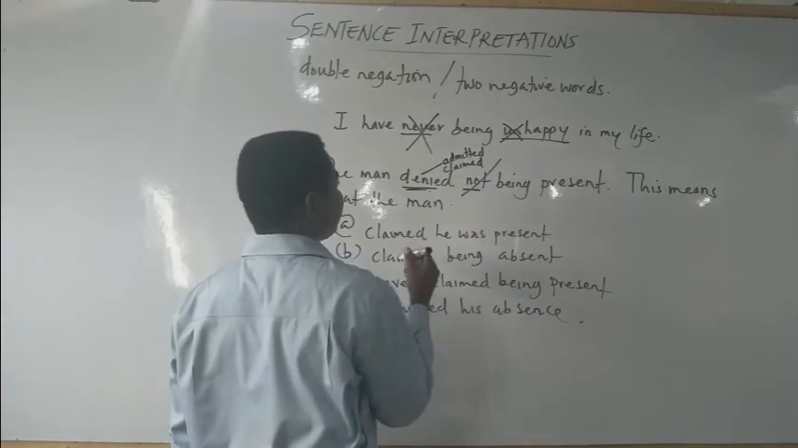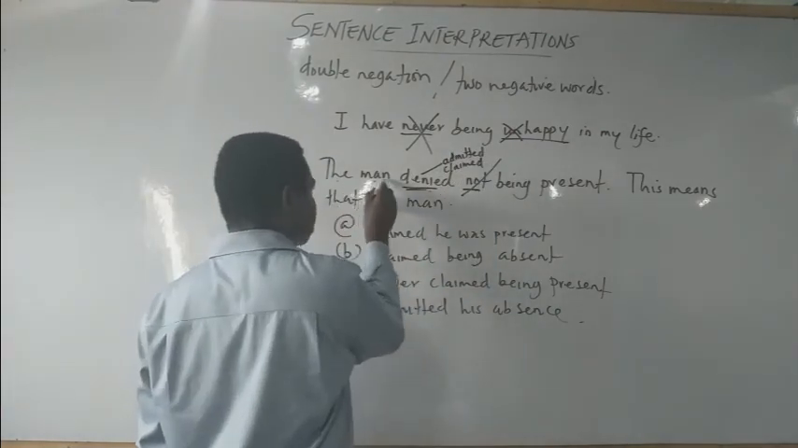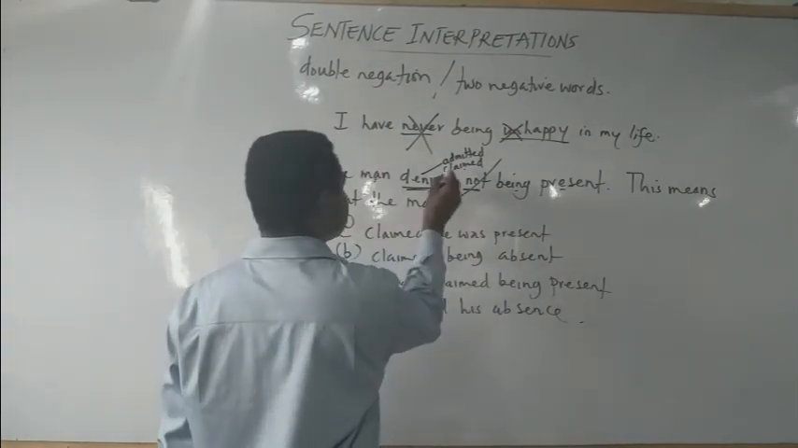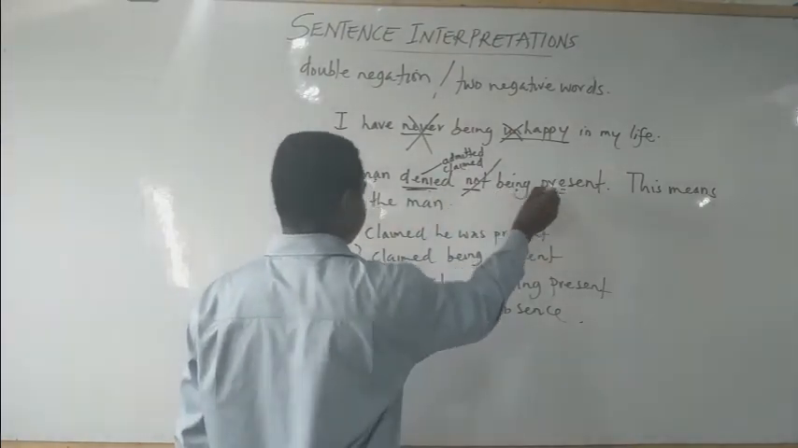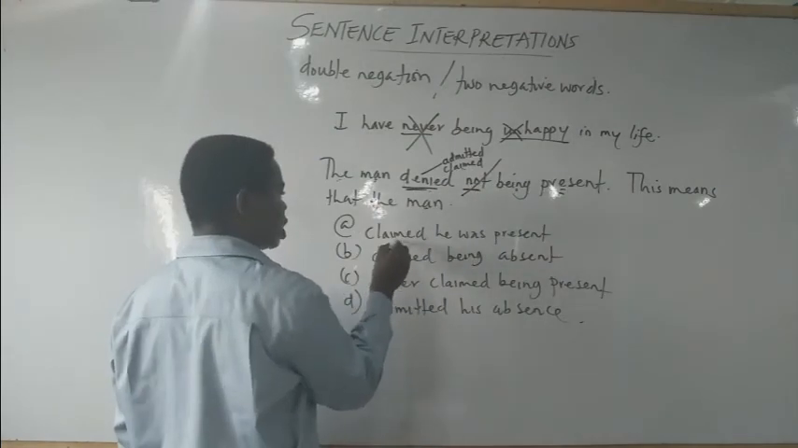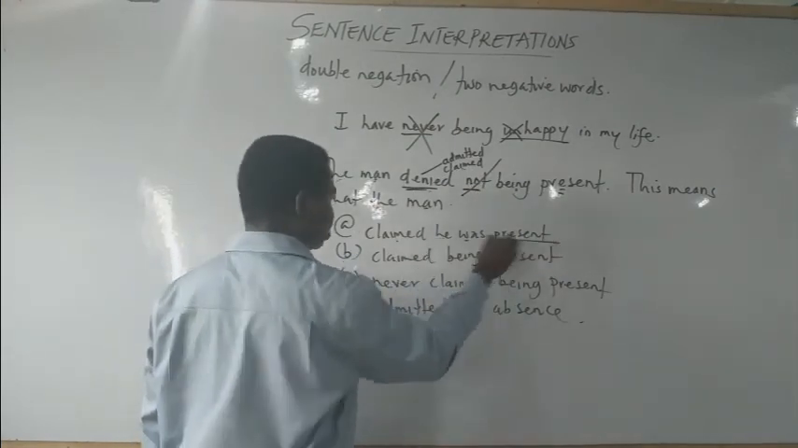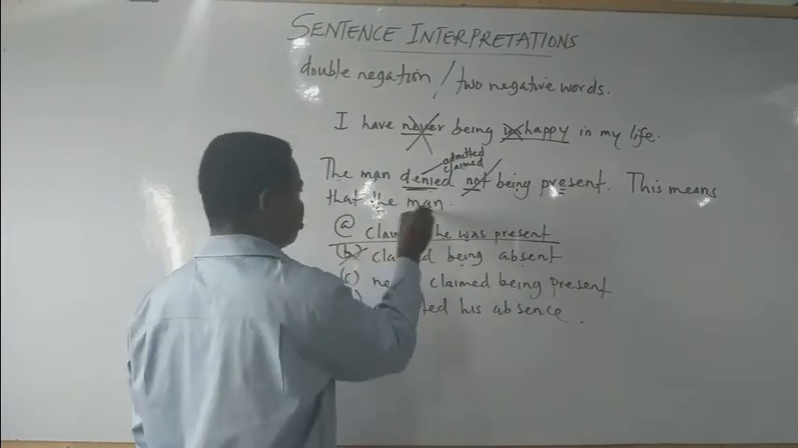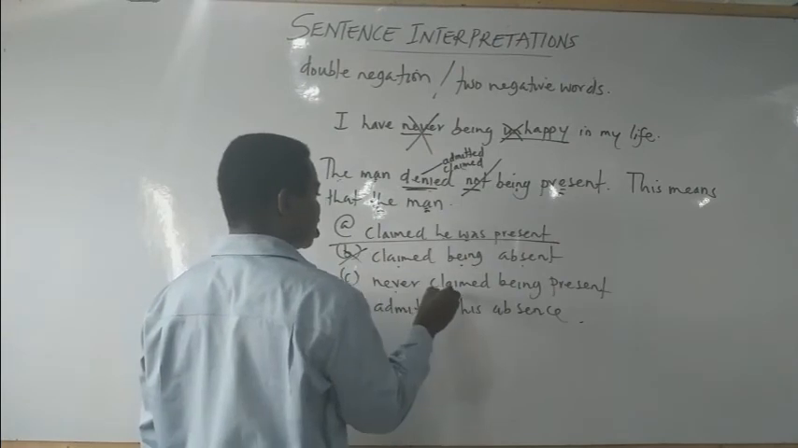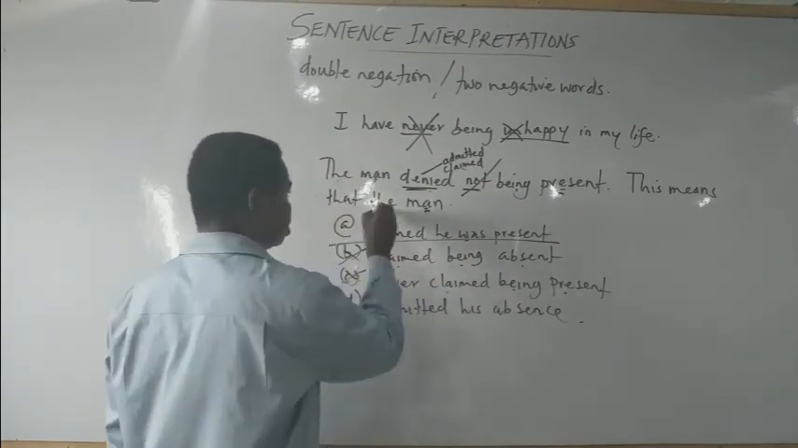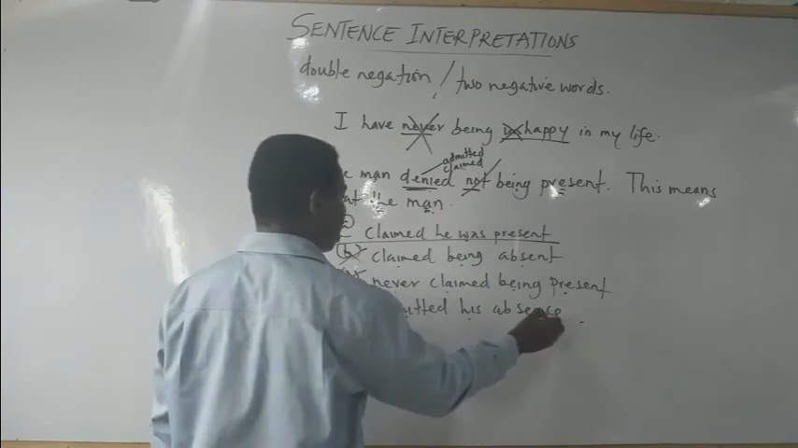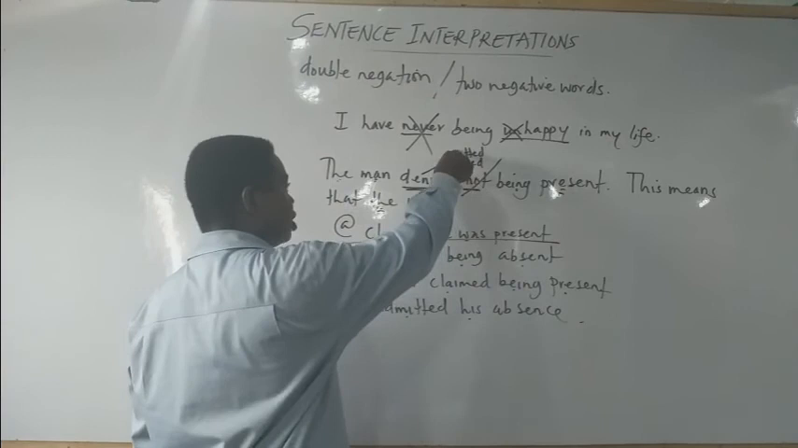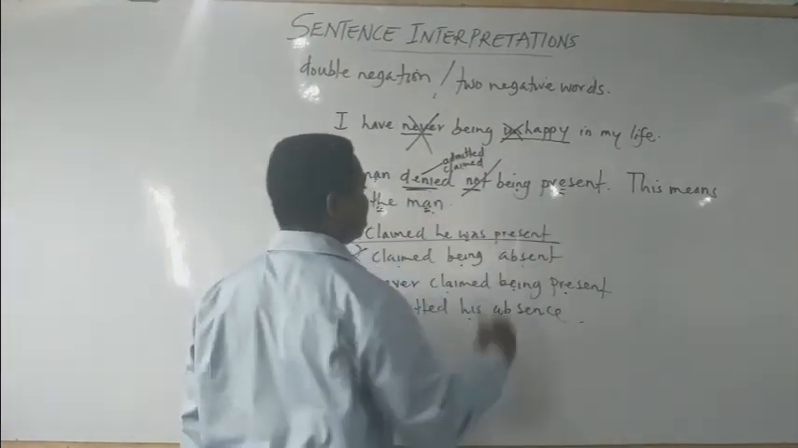So what do you have left now? The man claimed being present. Now let's check. A, the man claimed he was present. That's correct. B, the man claimed being absent. No. C, the man never claimed being present. No. D, the man admitted he was absent. No. The man claimed or admitted he was present. That's the correct one.